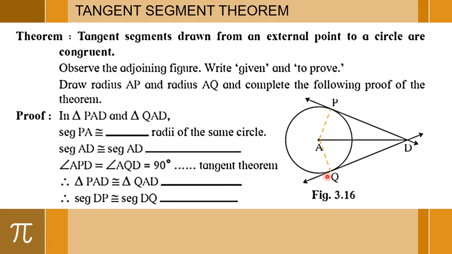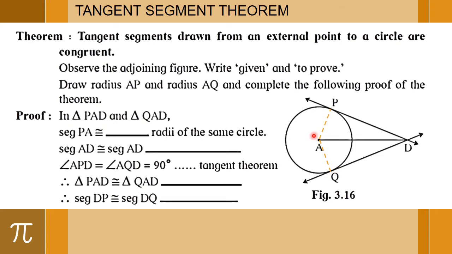Okay, so here the framework of the proof is already given. We just need to fill in the blanks to complete the proof. So observe the adjoining figure, and write the given and to prove parts. Okay, what is given, what is to prove. Then the construction is: draw radius AP and radius AQ. So just join AP and AQ, and those will be the radii of the circle.